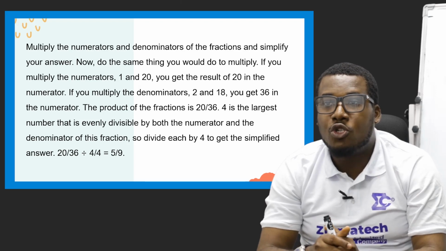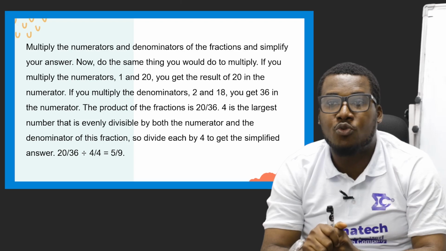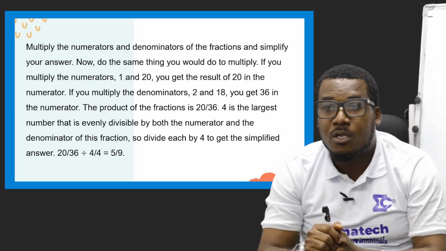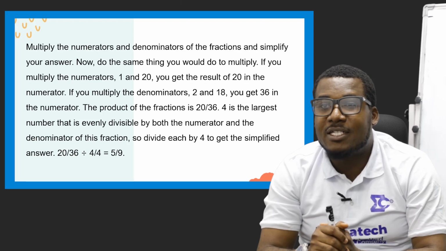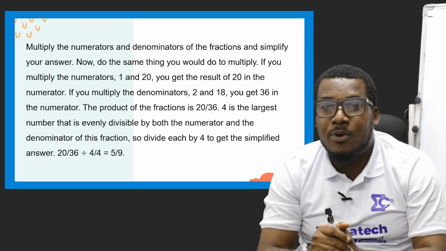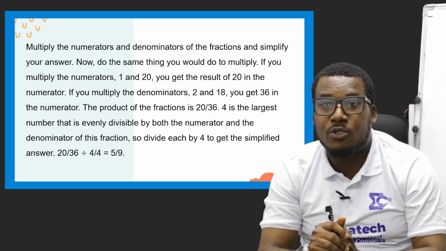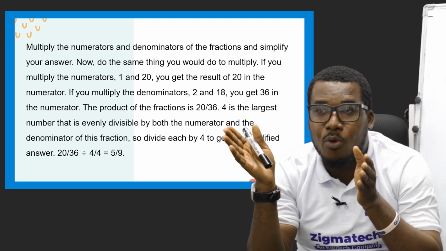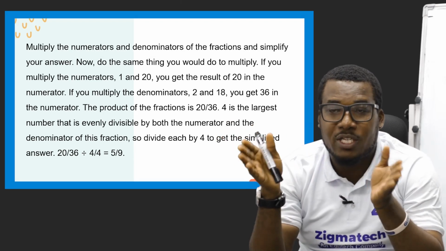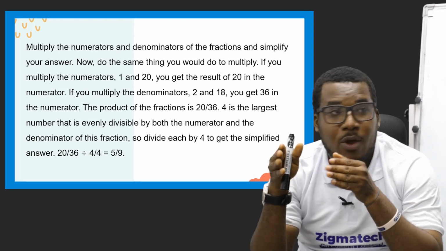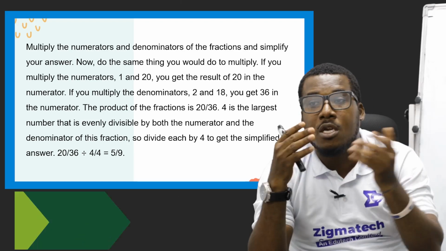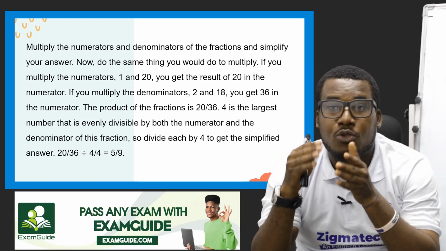Now do the same thing you will do to multiply. If your numerator is 1/20, you get the result of 20 in the numerator. If you multiply the denominators 2 and 18, you get 36 in the denominator. So you have the case where we used before earlier when we were multiplying, because 1/20, that is 20 times 1, will give you 20. 18 times 2, or 2 times 18, when you flip it around this way, 2 times 18 will give you 36, which is initially what we did.